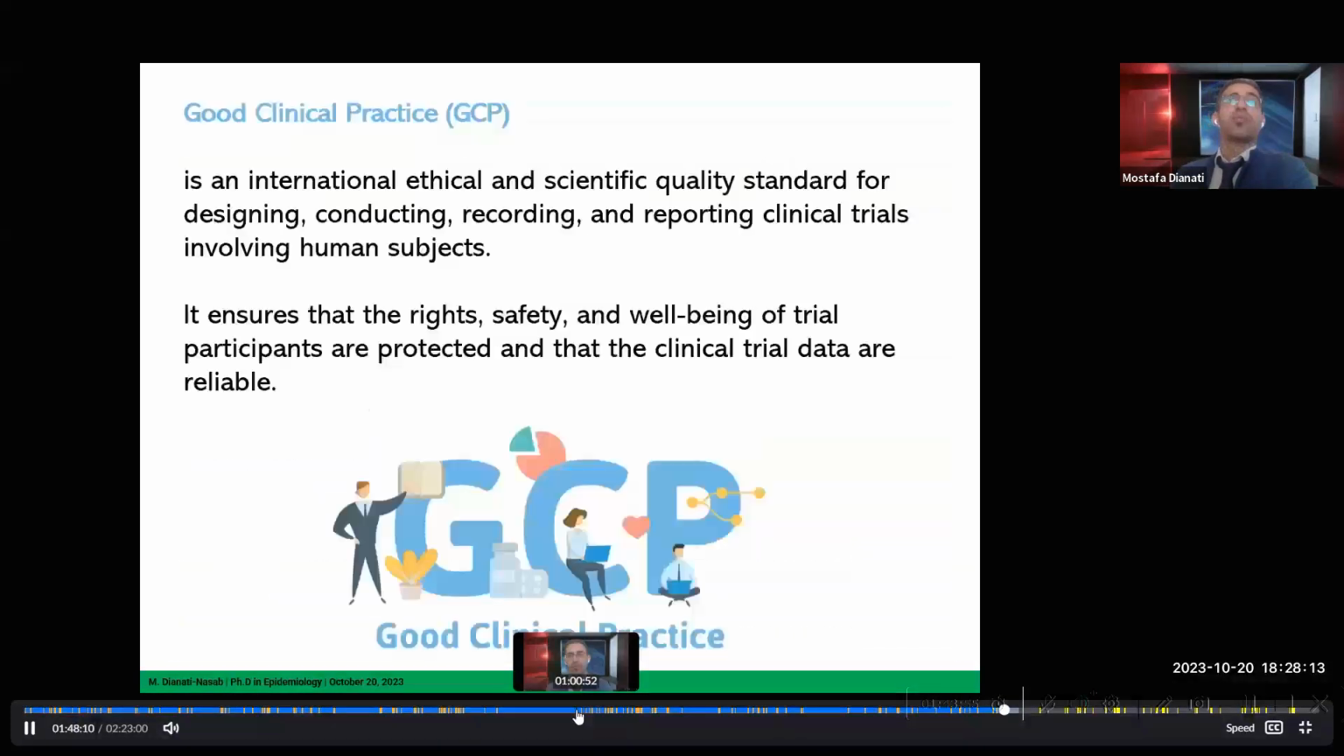Also, please feel free to search about GCP, which is really important. And even if you are going to find a job in industry performing clinical trial studies, you must know about GCP.